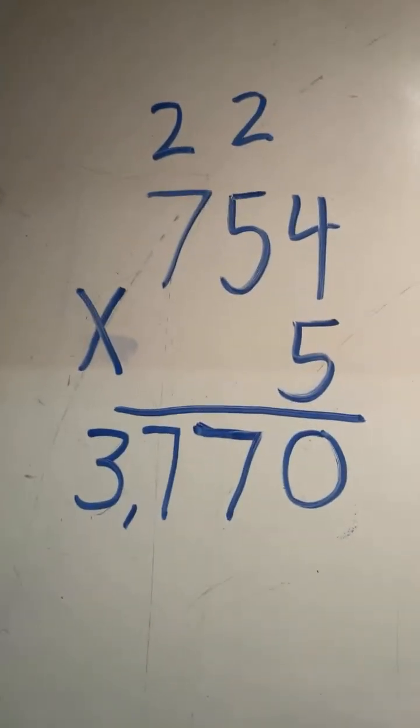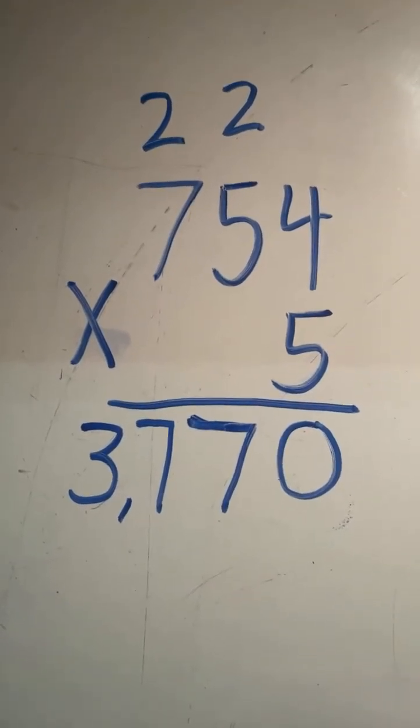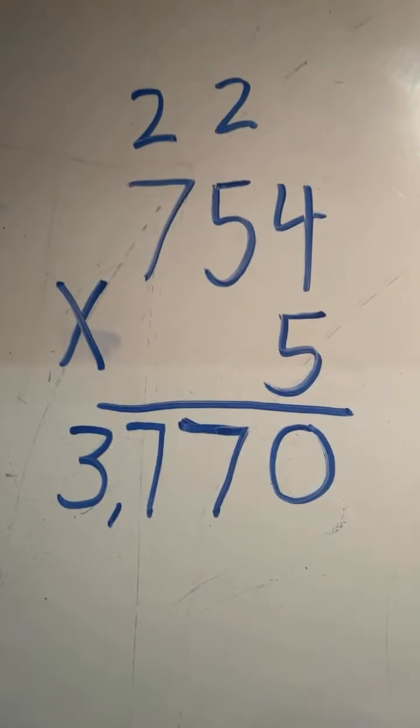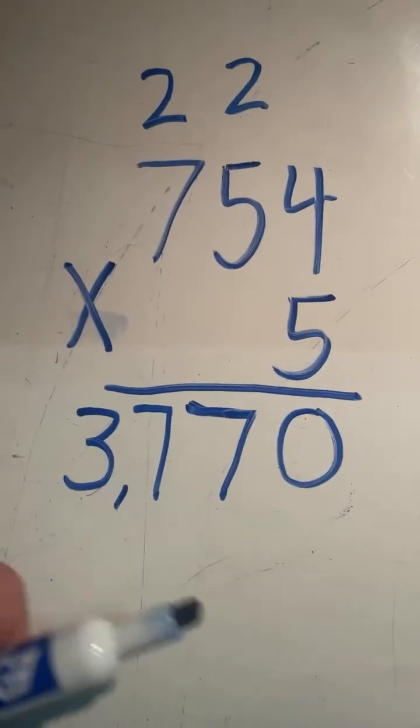And we have our final answer. 754 times 5 equals 3,770. All right, next example.